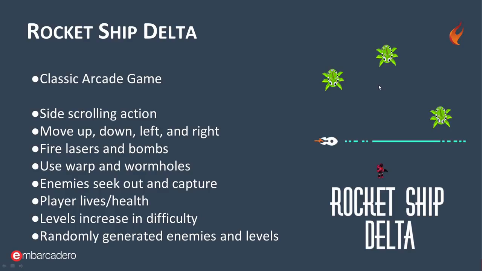The third game we're going to talk about is called Rocket Ship Delta. Rocket Ship Delta is probably the most complex of the four games, as it has the most number of objects moving around, and it even has a mini-map display. Rocket Ship Delta is a classic arcade side-scrolling game which gives you 4 directions of movement. In addition to a normal projectile weapon, the player also has access to a screen-clearing bomb and a warp functionality. The bomb is limited to 3 uses per game, but the warp has unlimited usage.